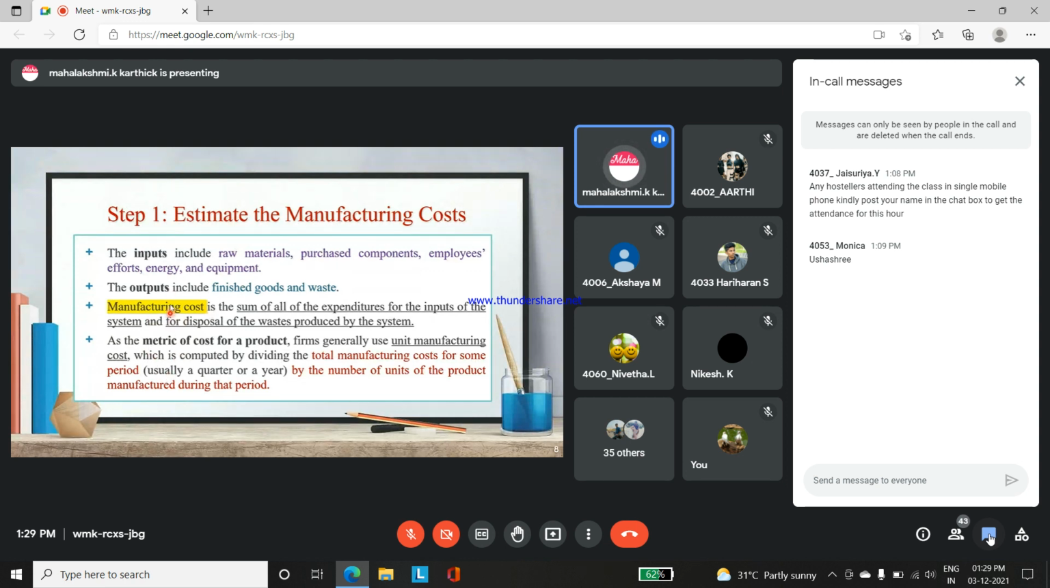Before estimating the manufacturing cost, first you have to find the unit manufacturing cost. What do you mean by unit manufacturing cost? Find out the total manufacturing cost based on a quarter, 6 months, or 1 year of production. How much manufacturing cost was spent for building a product? Divide by the number of units of product manufactured during that period, and we say it's the unit manufacturing cost. Any doubt till now, students? Kindly reply. Are you all listening? Yes, ma'am.